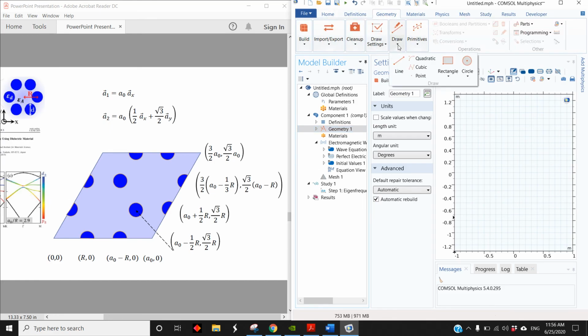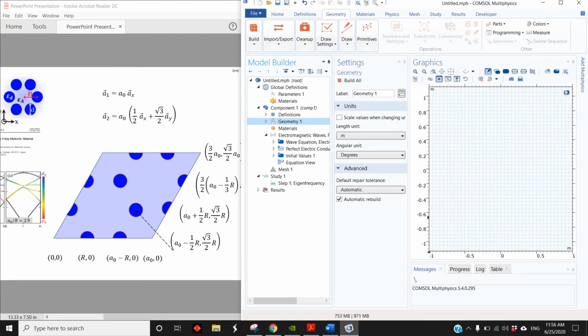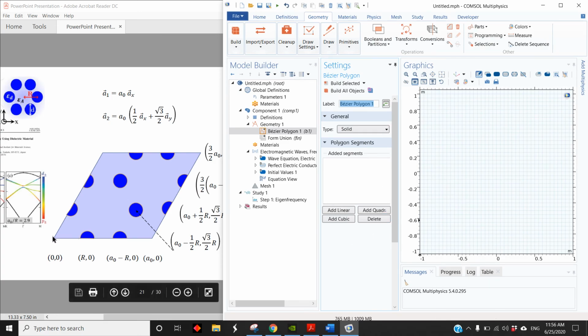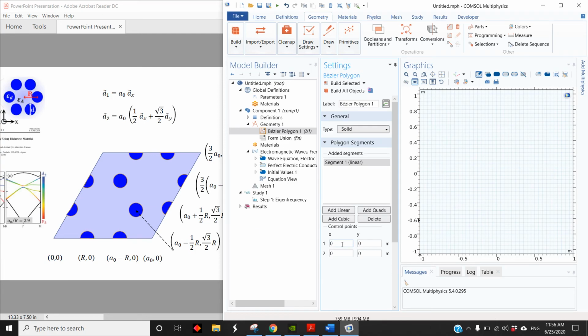I go to geometry, draw, or there is a primitive here, choose this one, to draw the triangle lattice here. Add linear, so I know that the first vertex is at 0 and 0. So the x and y should be 0 and 0, and the second one at a naught and 0. So this one a naught and 0.